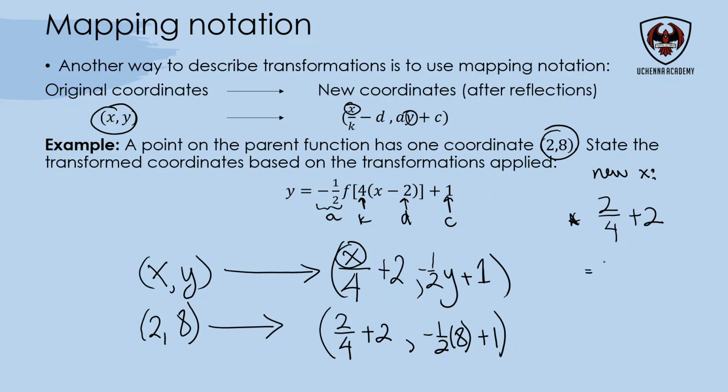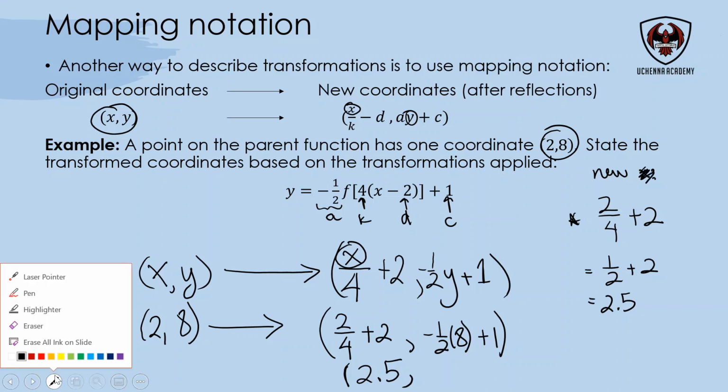2/4, I can really simplify that into 1/2. And then 2 plus 1/2, well, that's really just 2.5, right? So that's relatively straightforward, 2.5, comma. So that's my new X coordinate. It used to be 2, but now it's become 2.5. Now, what about my new Y coordinate? So let me just change this to my new Y. I'm going to erase my X stuff.